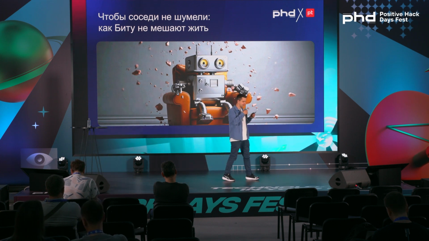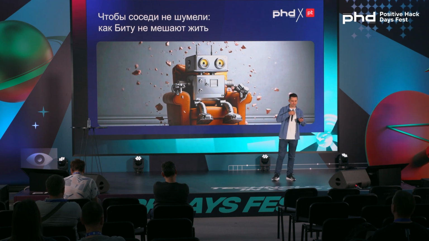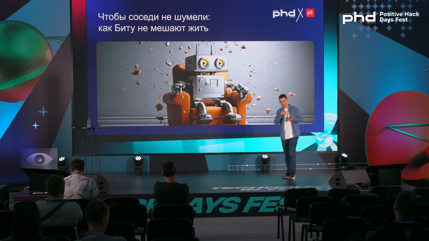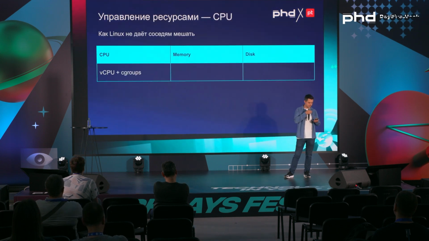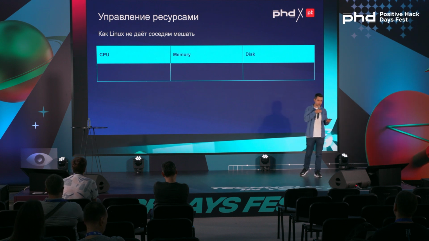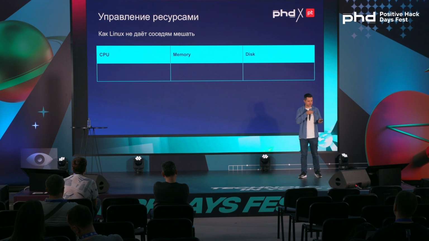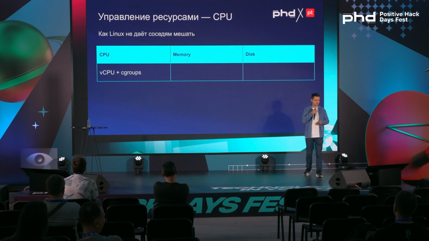A hypervisor with hardware virtualization sounds great, but for the comfortable existence of the little robot, that's not enough. It's important for the host operating system to control resources for virtual machines and distribute those resources between them. At this stage, we're going to look at how the Linux operating system supervises resource consumption by processor, operational memory, and disk subsystem between different virtual machines.